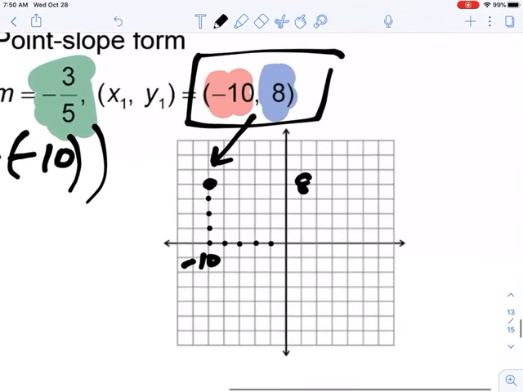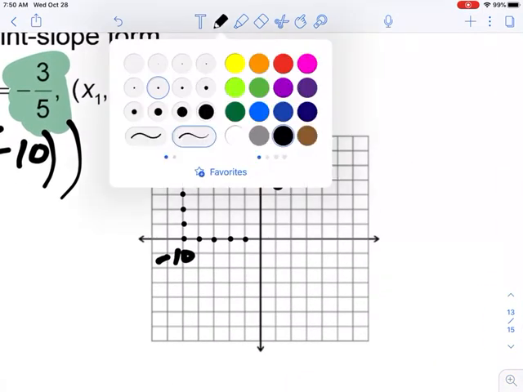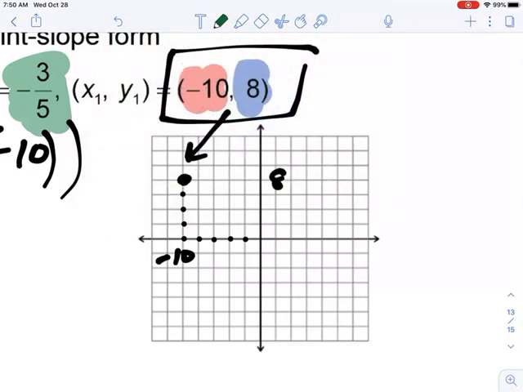All right, slope is negative 3/5. I'm going to change colors here. I'm going to go down 3, negative 3/5 from this point. So we're going to start here. I'm going to count down 1, 2, 3, and over to the right 5. 1, 2, 3, 4, 5. There's my other point. Connect the dots, be done with it.